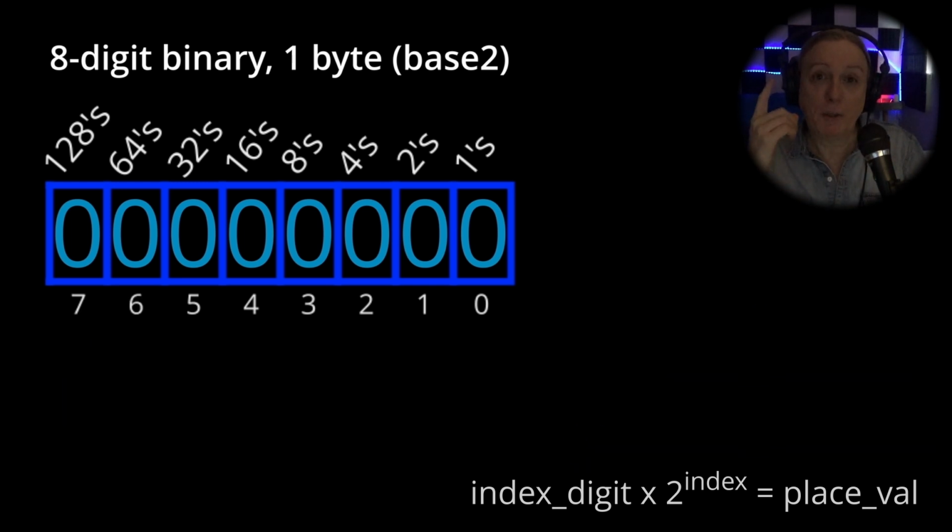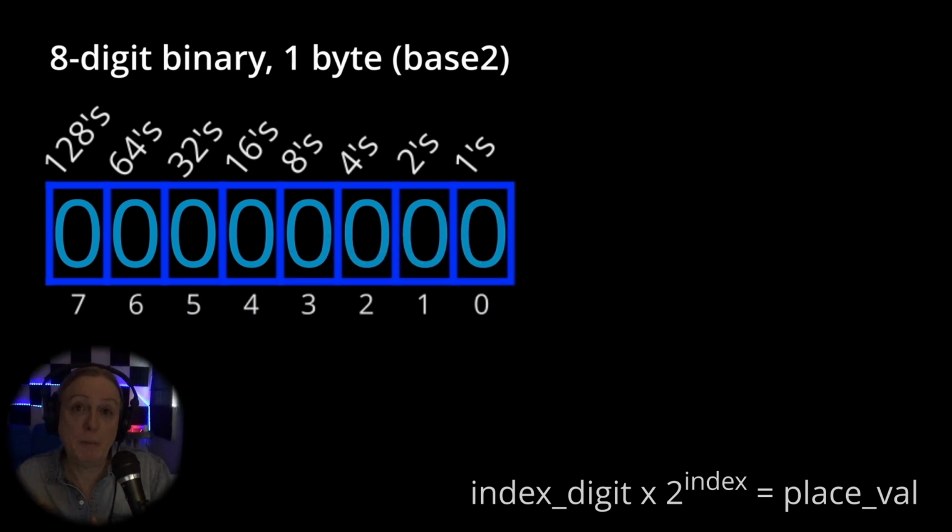Now, the actual value that a 1 in any given place contributes really depends on which place it's in. If the 1 is in that first place, it'll contribute a value of 1. If a 1 is in the second place, it'll contribute a value of 2. But how can we relate this to what I just discussed about raising the base to a power? What we can say is the base is 2, and if we raise 2 to the power of the index of the position of the digit, we'll arrive at the value the digit of that place contributes to the overall number.